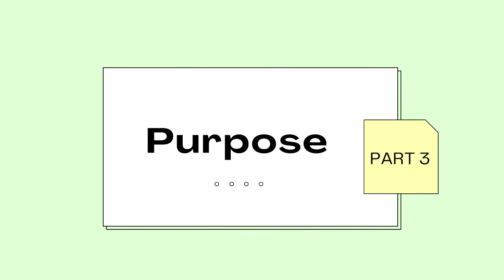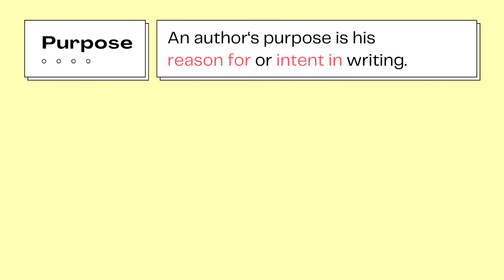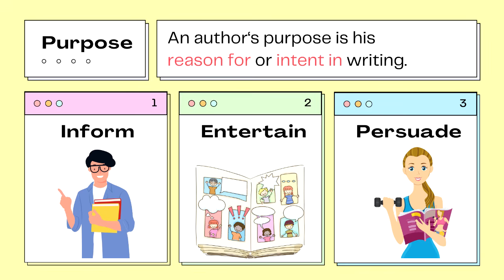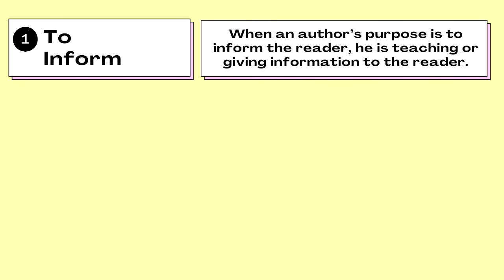How about the purpose of a text? To relate to the story, you also need to understand the purpose of the author for writing it. An author's purpose is his reason for or intent in writing. An author's purpose may be to inform the reader, entertain the reader, or to persuade the reader. When an author's purpose is to inform the reader, he is teaching or giving information to the reader.